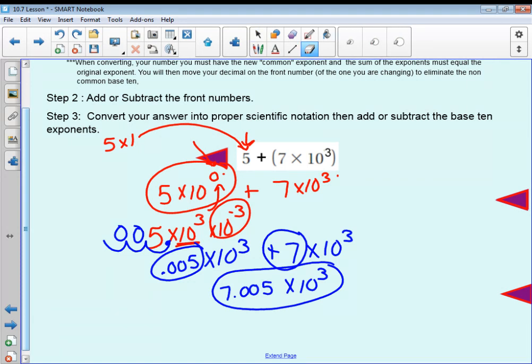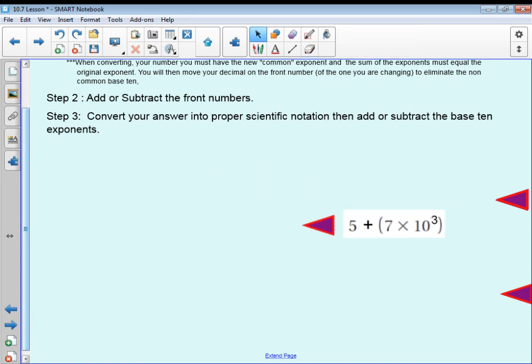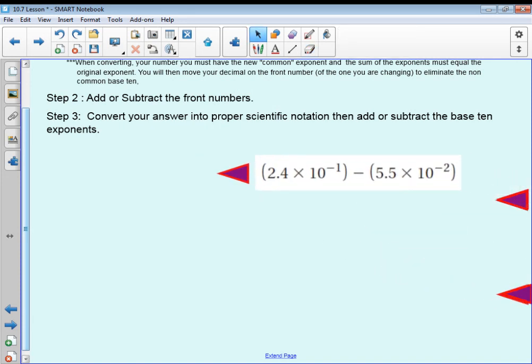Here, we're not going to convert it, okay? This is a hard concept. You have to practice it, okay? In order to get good at it, you have to practice it.